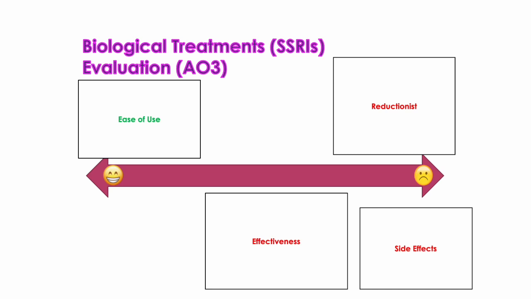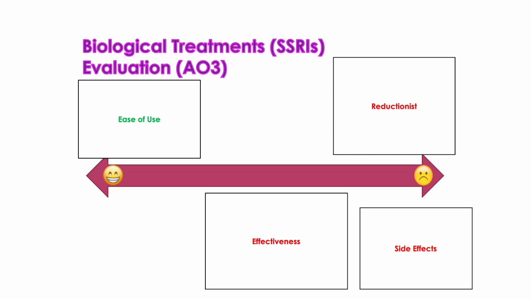So what we can see are several evaluation points. One strength here, at the end of the continuum with the smiley face, demonstrates that antidepressants are quite easy to use for the patient, which is of course a strength. Then on the other side of the continuum, you've got criticisms such as it being reductionist. Now that's the same criticism we used for the biological explanation, so that's a very useful criticism to use because it works for both the explanation and the treatment. Then there's the effectiveness of antidepressants and the fact that they are known to produce side effects in the patient.